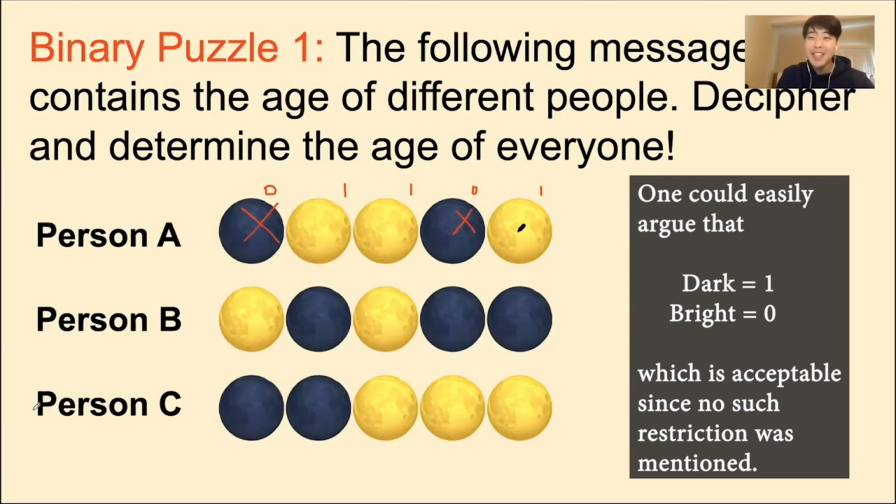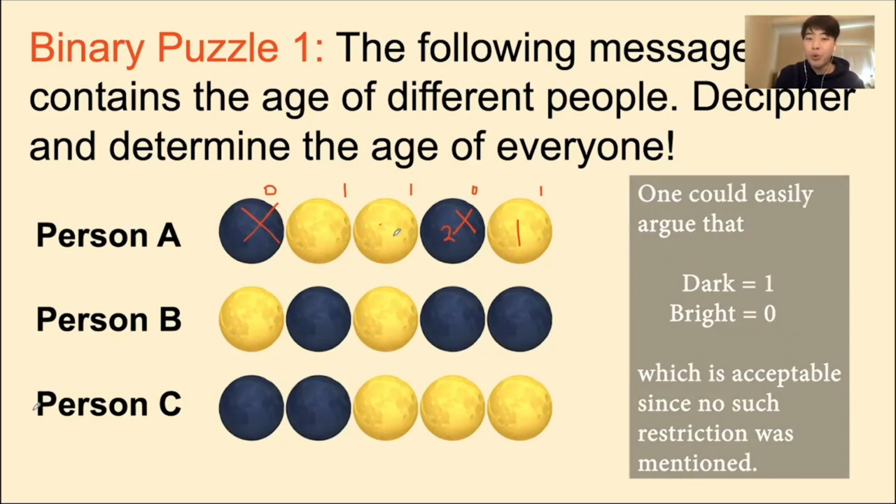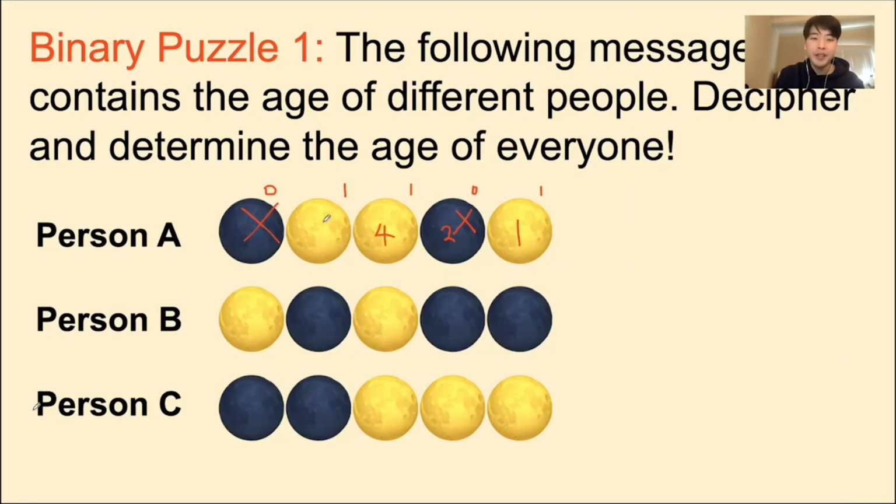But we know that each digit represents a power of 2. 2 to the 0 power is 1. 2 to the first power is 2, right? But it's off, so it doesn't really matter. 2 to the second power is 4. 2 to the third power is 8. And 2 to the fourth power is 16. So basically what we have here is 5-bit binary numbers, okay? 5-bit. Because why? There are 5 digits.